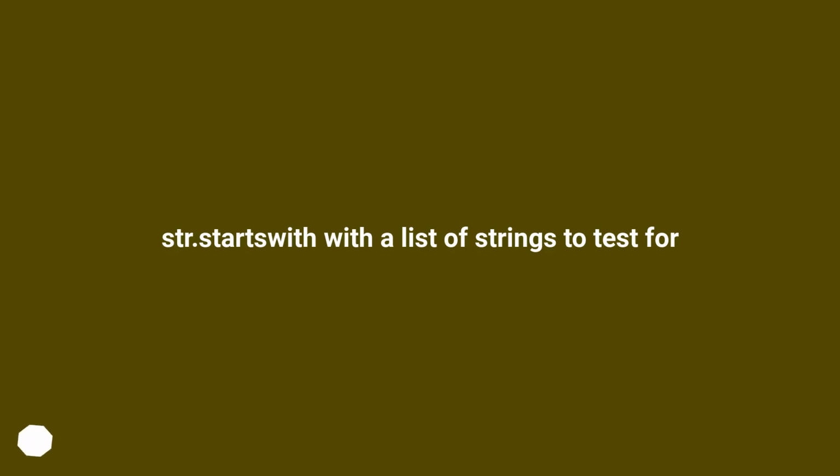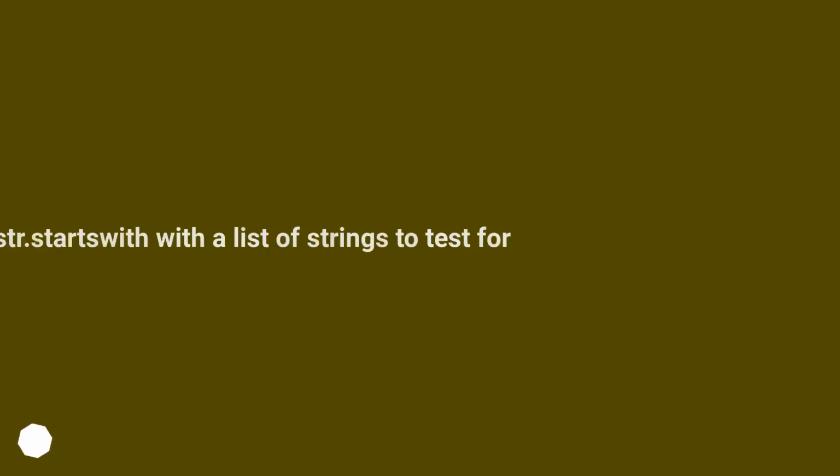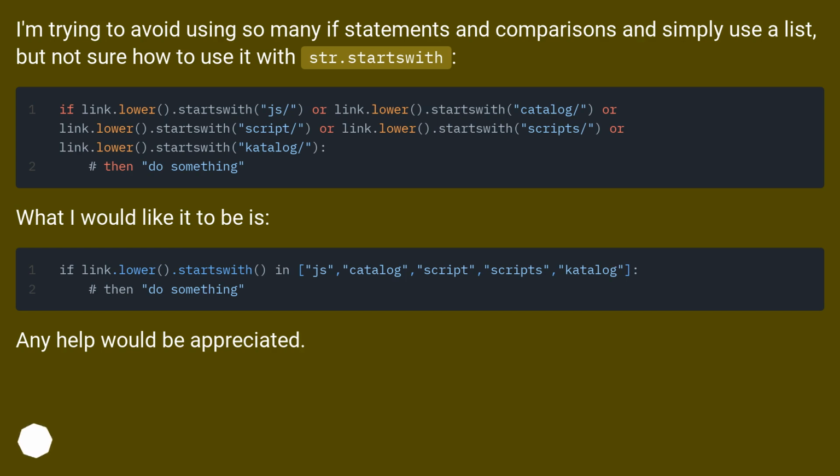str.startswith with a list of strings to test for. I'm trying to avoid using so many if statements and comparisons and simply use a list, but I'm not sure how to use it with str.startswith. What I would like it to be is... Any help would be appreciated.